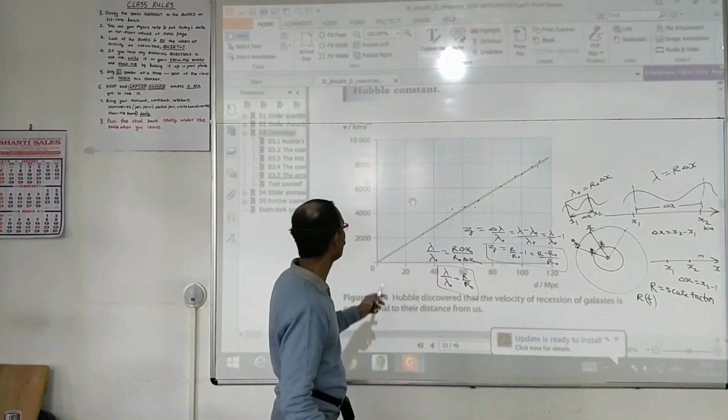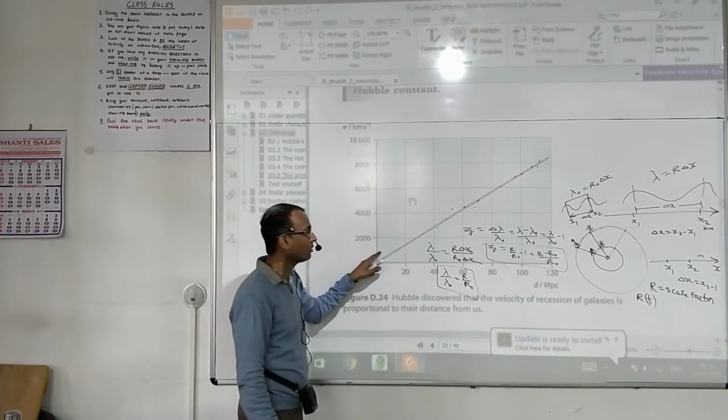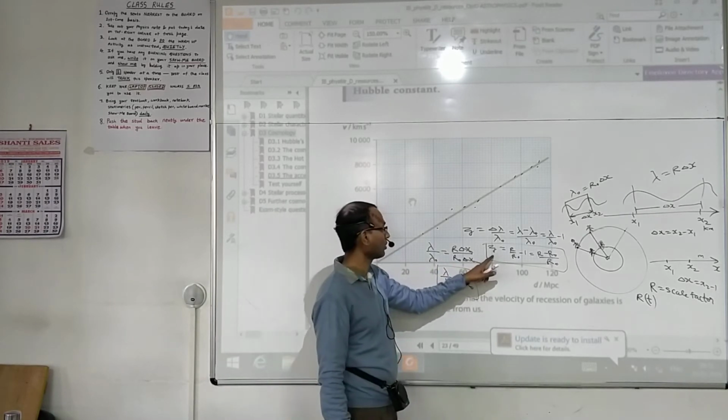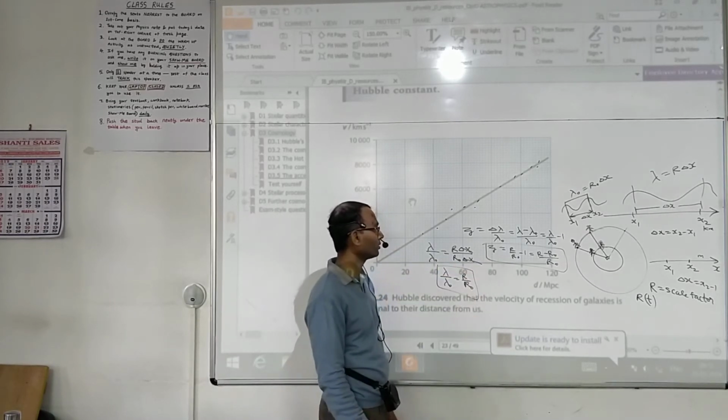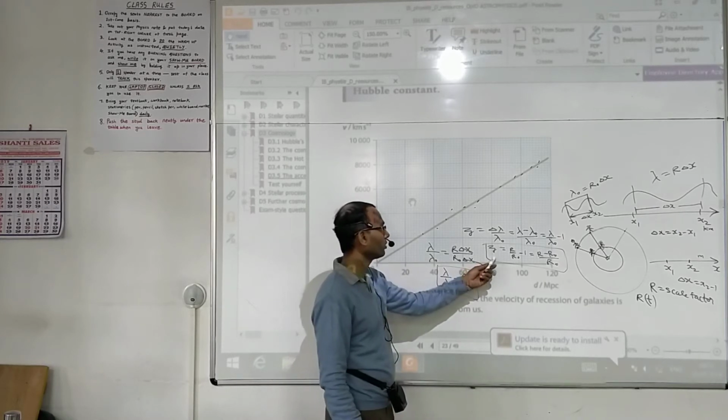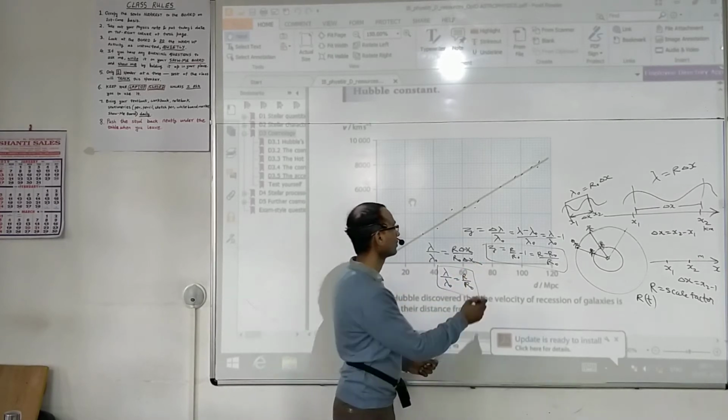So now, did you understand this graph? Hubble found out the velocity using it. Now in this, how does V come into the picture? We know that z is also equal to v by c.